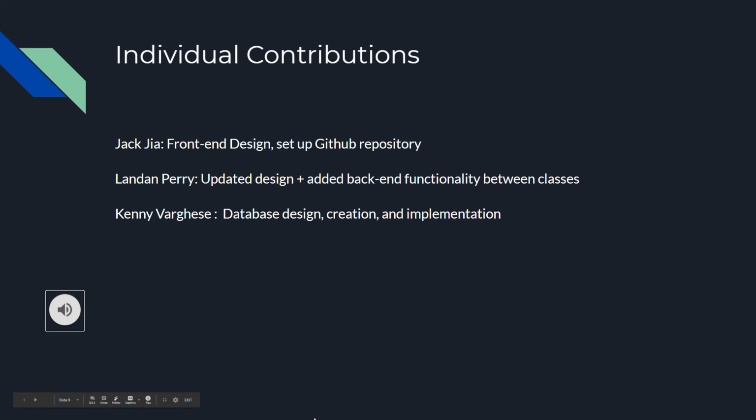So for individual contributions, Jack was responsible for most of the front end design and setting up our GitHub repository so that we could all easily collaborate and work together. He built an outline for us that allowed us to easily build the back end and the functionality of our project. I worked on updating the design when changes needed to be done as we were working on the back end, and I focused on the functionality between each class, sending information, making sure that when you click this button, it gives you back the results you're looking for, logging in, making sure that you're putting in the right password, username, etc.